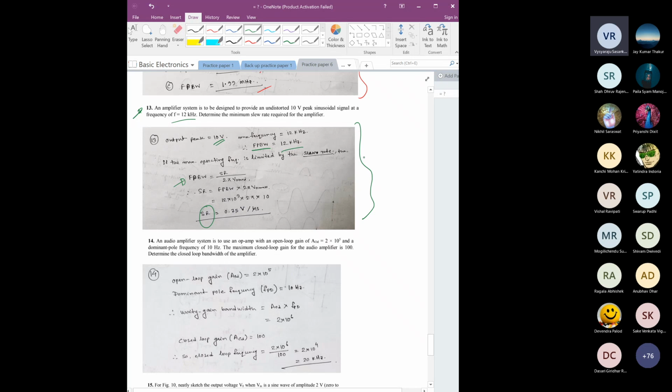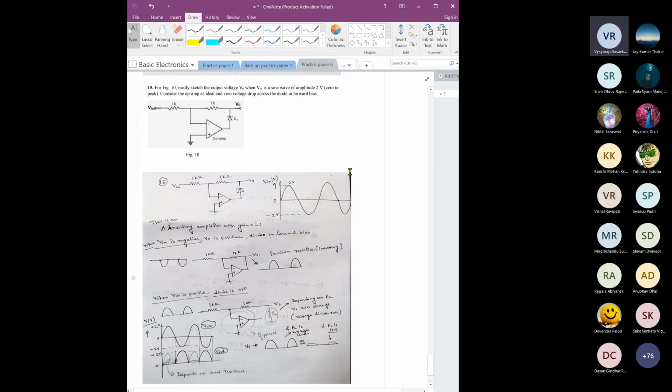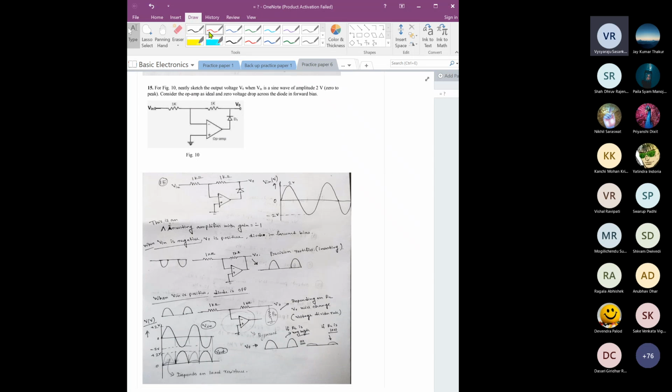Fine. Okay. Question number 14 is on an audio amplifier with an open loop gain and a dominant pole frequency. I thought initially that we have not discussed much on this, so we can neglect question number 14. I think question number 15 is the last, so let us see question number 15.